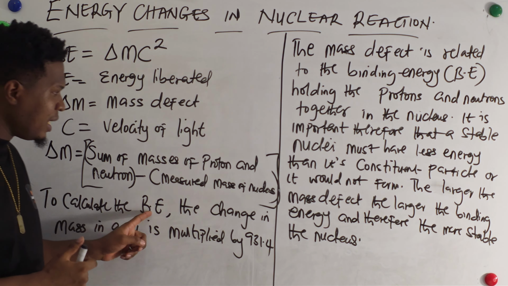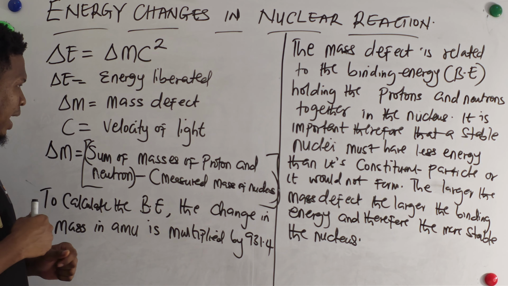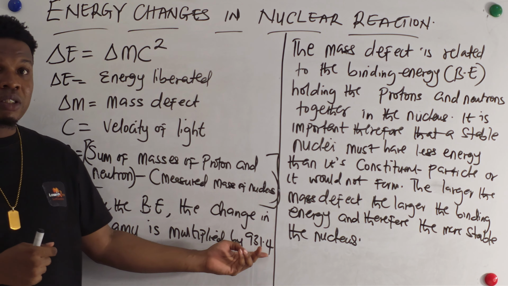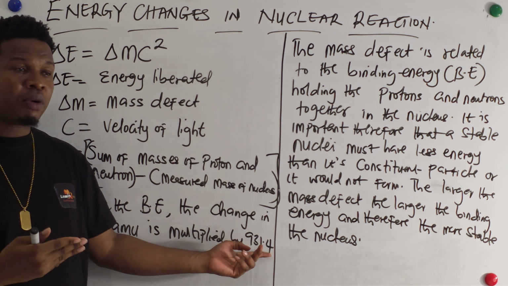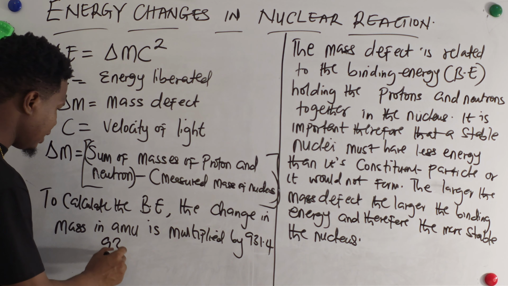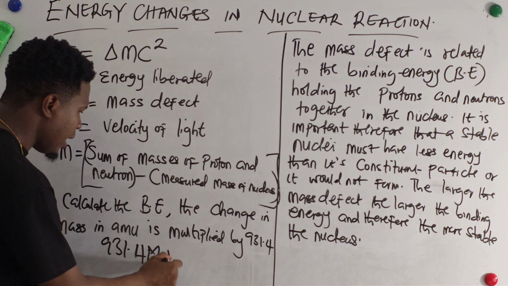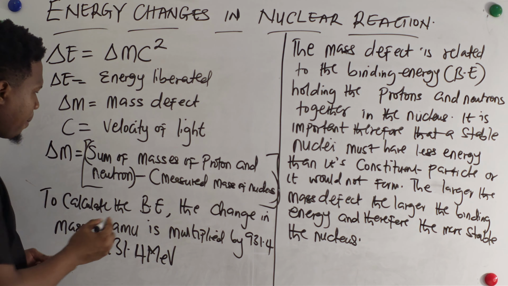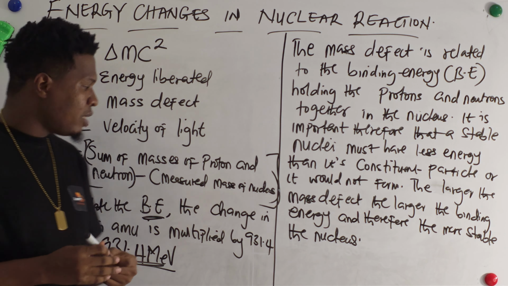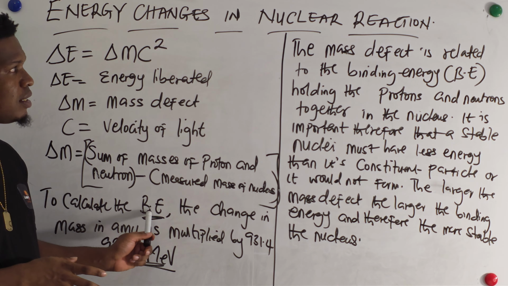The binding energy is calculated by multiplying that mass defect by this constant value. I don't want us to go deep into how we got this value. It is measured: 931.4 million electron volts. So binding energy is expressed in million electron volts. We simply multiply the mass defect with this, and we have converted it.